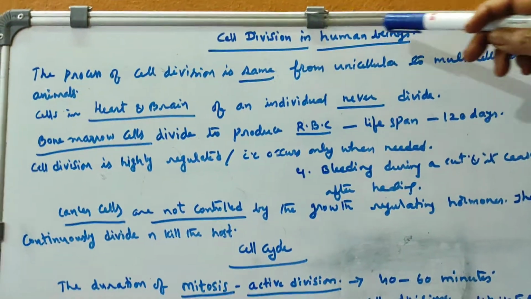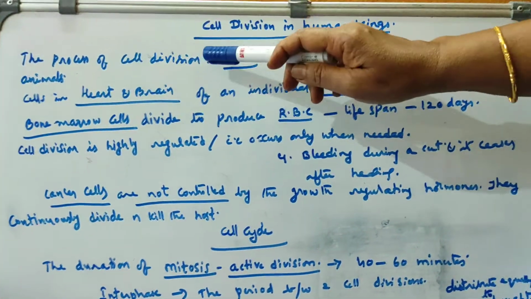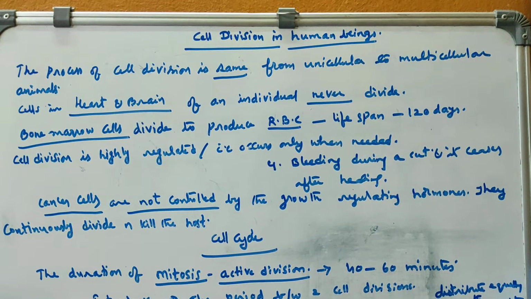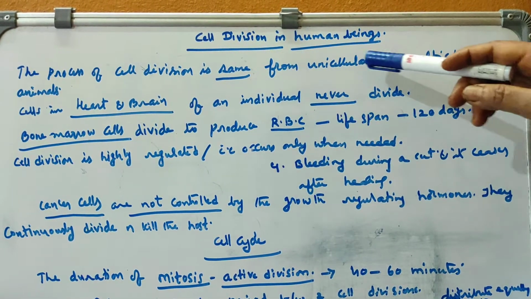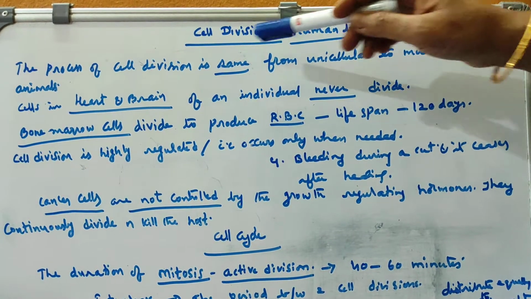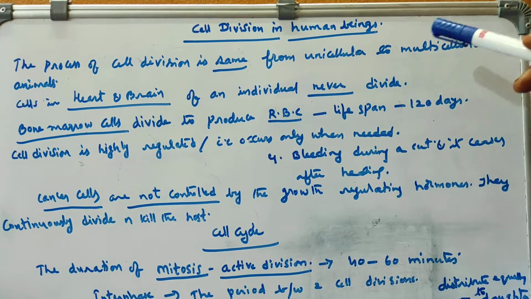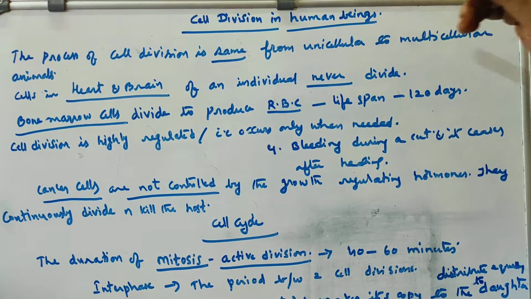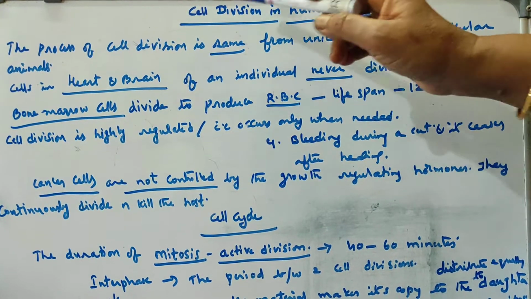Now, cell division in human beings. The process of cell division is the same from unicellular to multicellular animals. This you remember. You should not think that unicellular organisms will show one type of cell division. No, not like that. All the organisms, whether unicellular or multicellular, the process of cell division is the same. So if you learn one thing, that is the same in all the living beings.